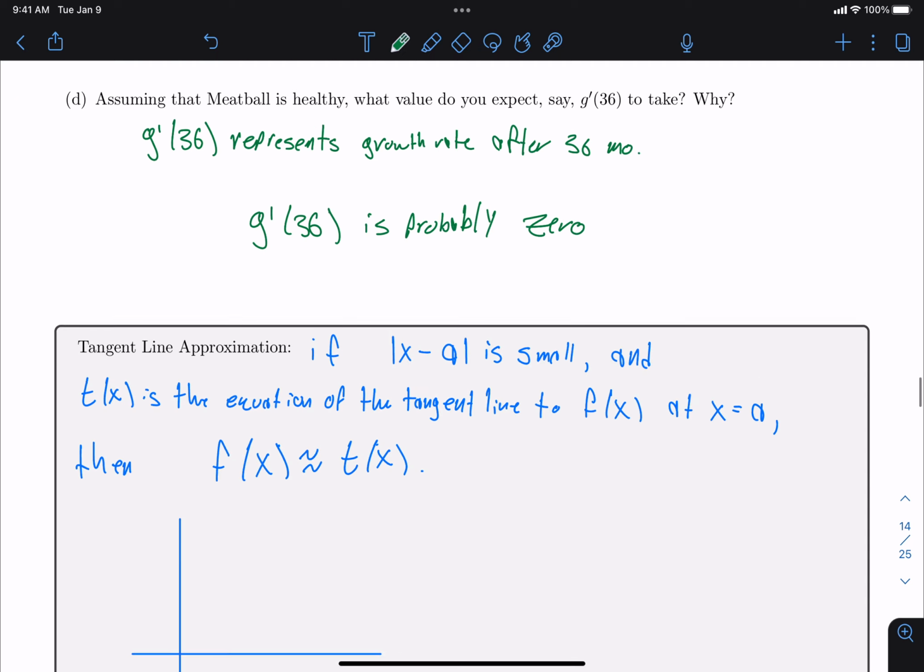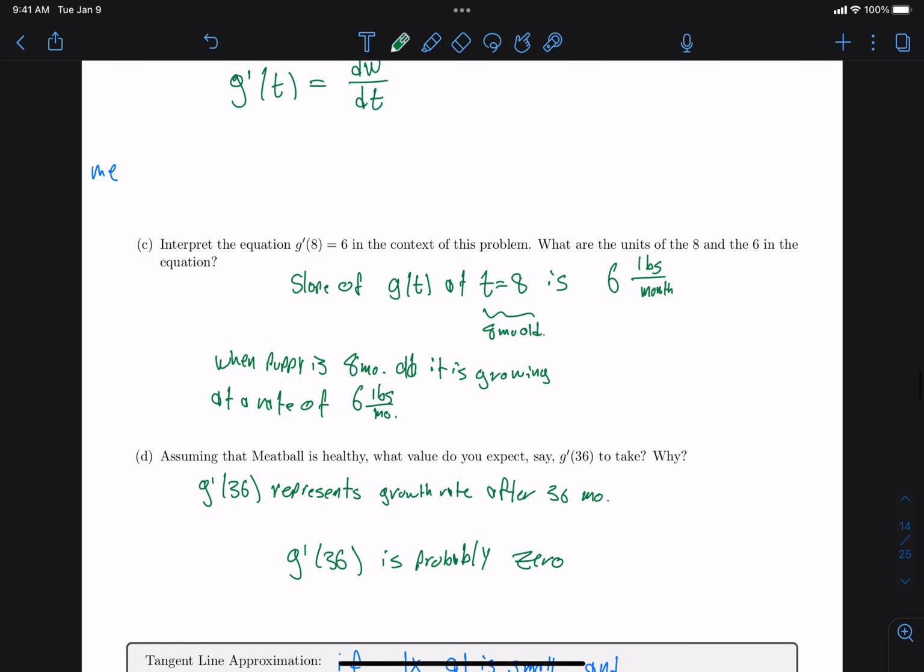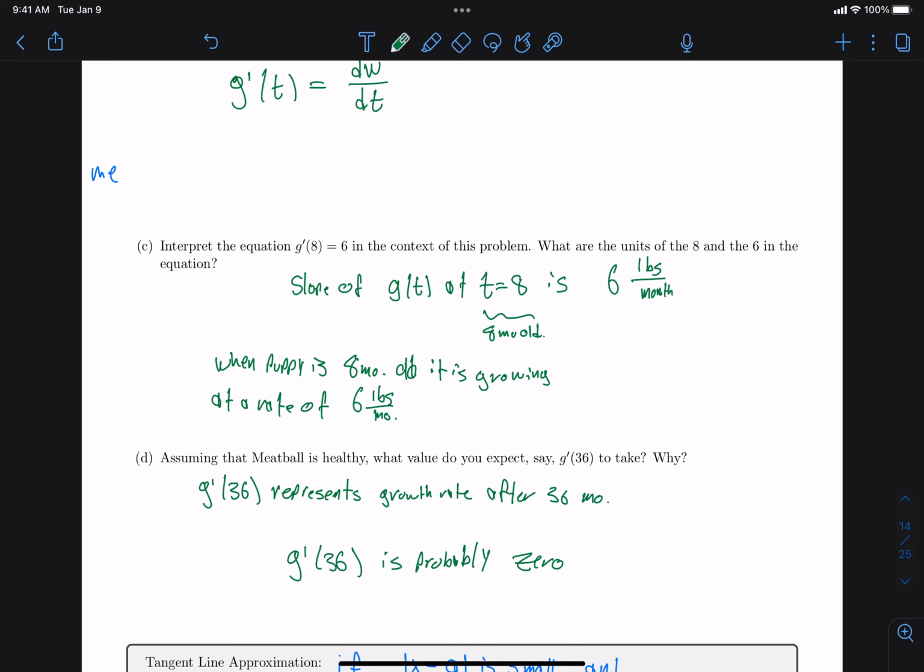Okay, last topic I'm going to discuss for today. Well, okay, any questions on that? We happy with our study of Meatball the dog?